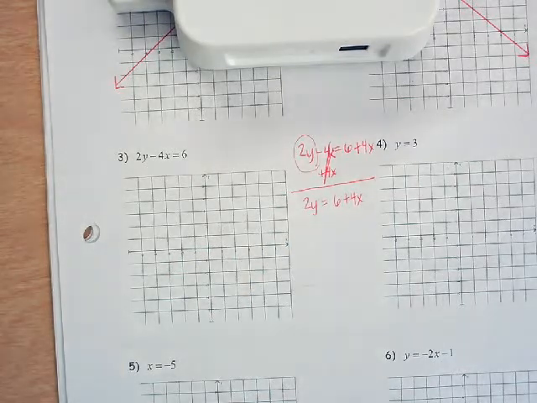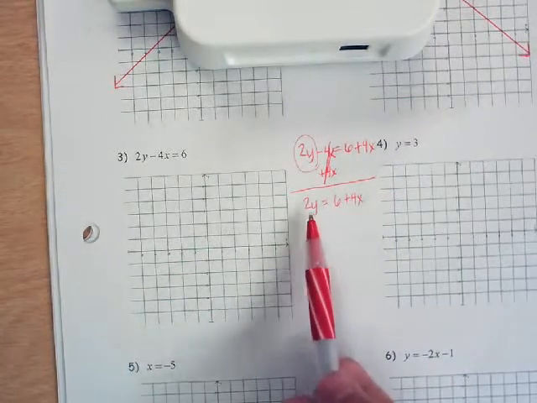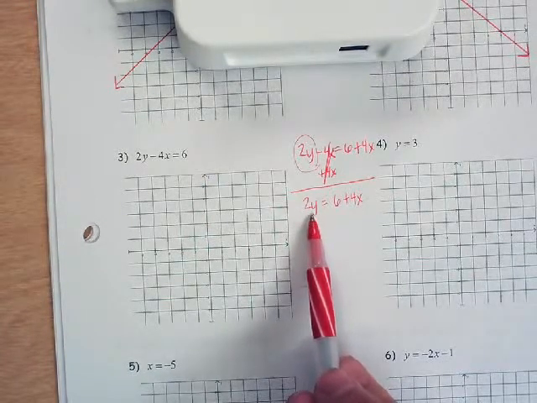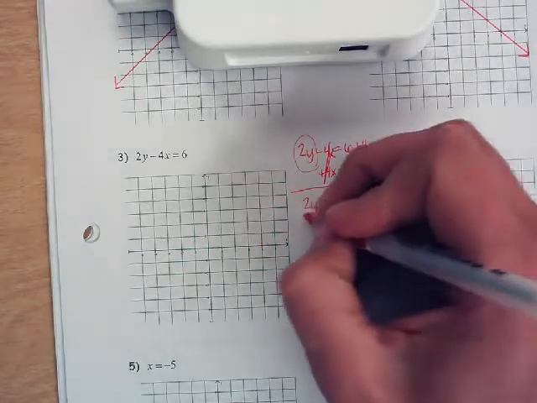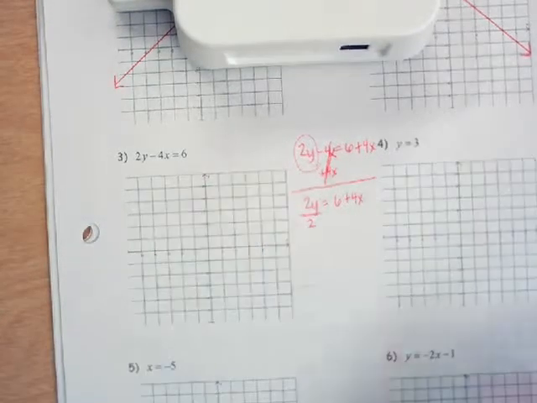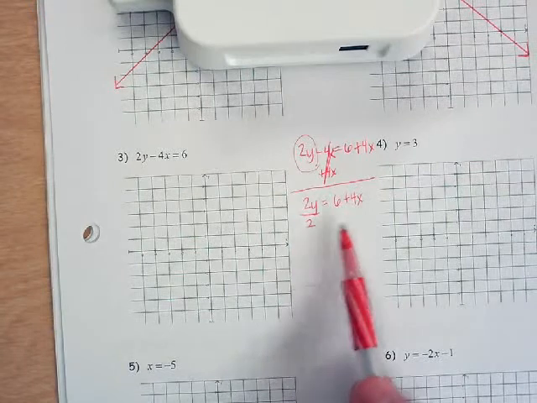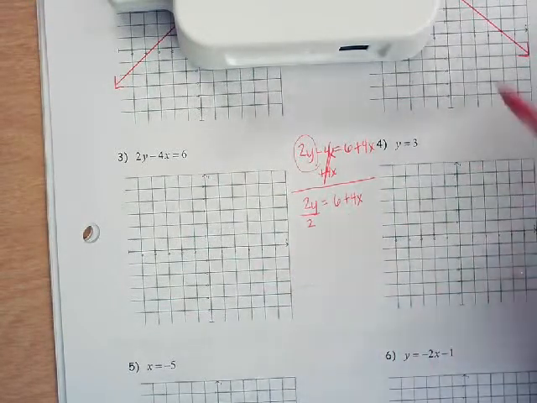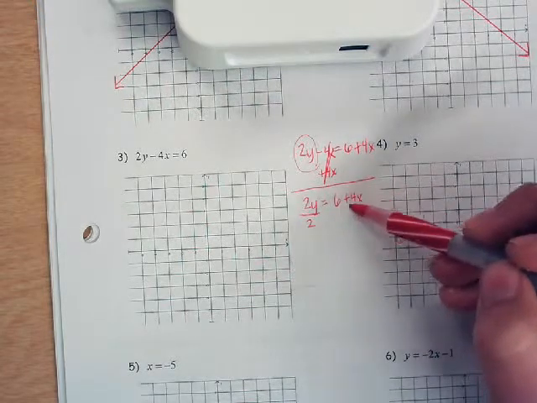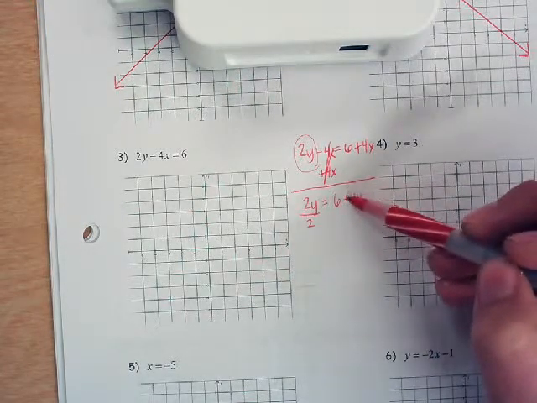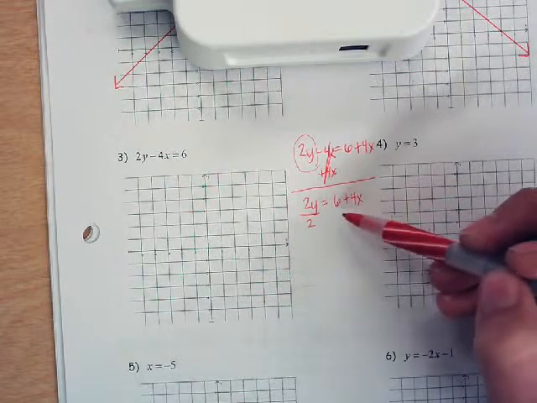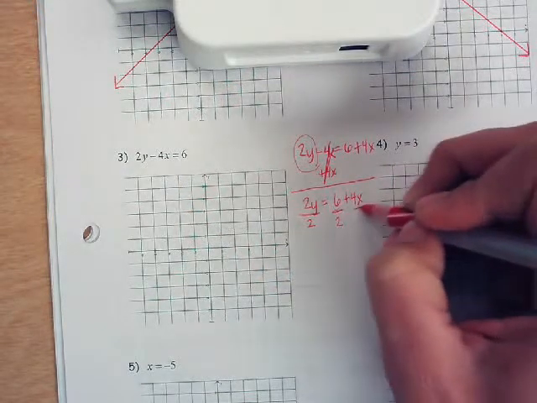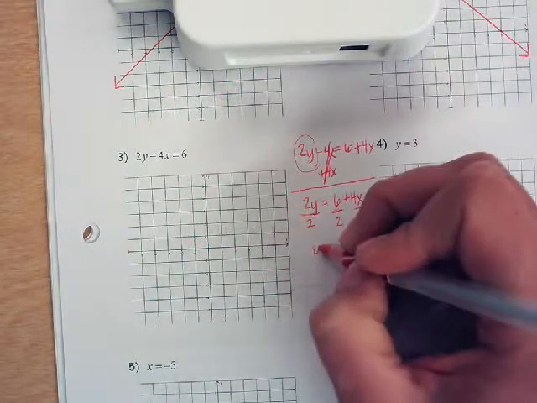Now I have 2 times y, so I need to do the opposite of multiplying y by 2. The opposite of that, or the inverse operation, is divide it by 2. Now when I divide this side by 2, I have to divide the entire opposite side by 2. So every term, everything that is separated by a positive or a negative, is a term. So 6 is a term and 4x is a term. So I need to divide 6 by 2 and also 4x by 2. So on this side I have y equals 3 plus 2x.